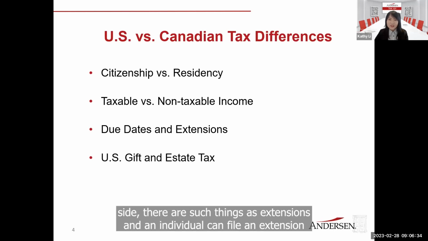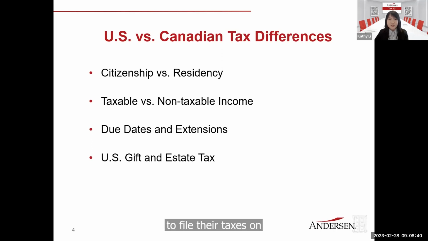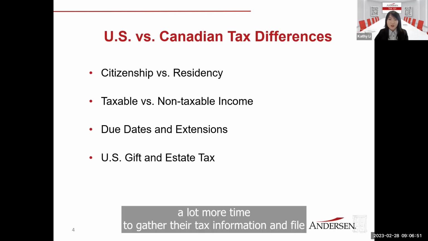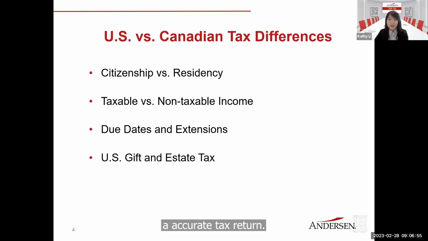but on the US side, there are such things as extensions, and an individual can file an extension to file their taxes by October 15th instead of in April. And this gives a taxpayer, especially one living outside of the US, a lot more time to gather their tax information and file an accurate tax return.